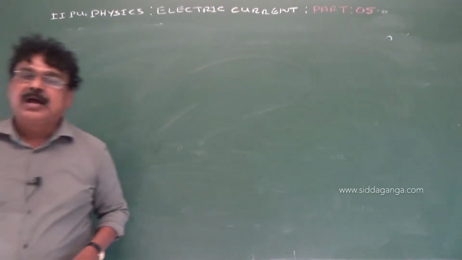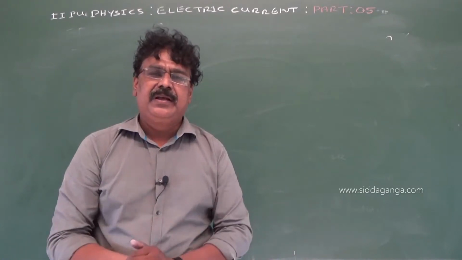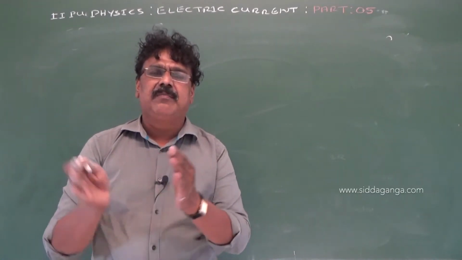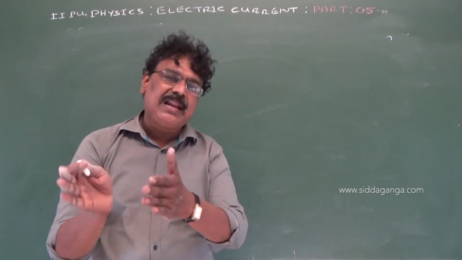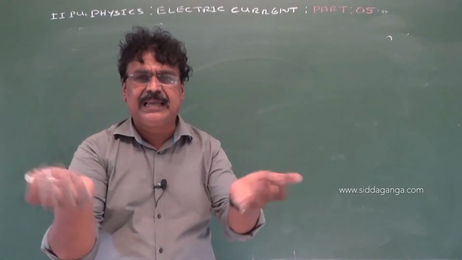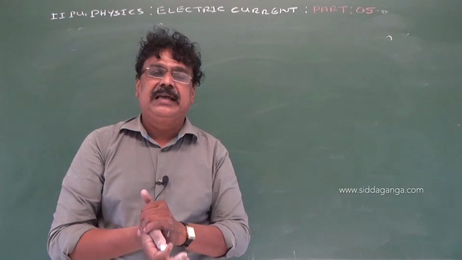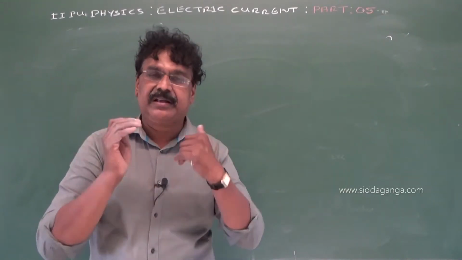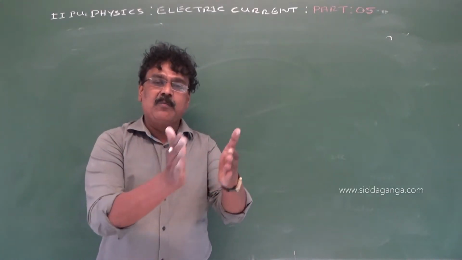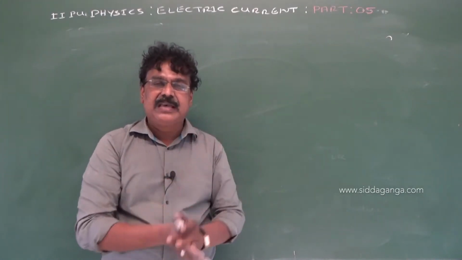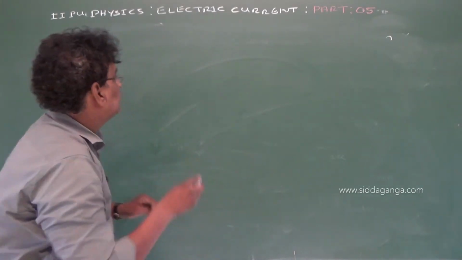Now, how to measure the resistance of a conductor? Resistance is the opposition offered by a conductor for the flow of electric current is a qualitative statement. It gives what exactly the meaning of electrical resistance. Then how to measure that electrical resistance? We can measure the electrical resistance of a conductor by using Ohm's law. That gives a quantitative definition for electrical resistance.